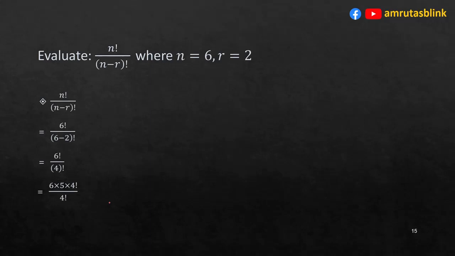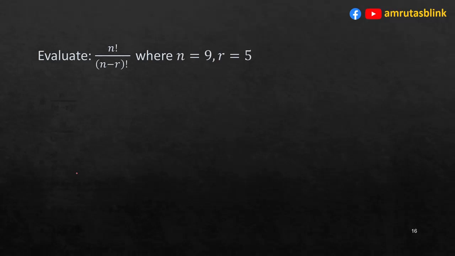So 6 factorial we will rewrite as 6 into 5 into 4 factorial upon 4 factorial. Now this 4 factorial will cancel each other and we'll just have 6 into 5, that is 30. So the value of given expression n factorial upon n minus r factorial at n is equal to 6 and r is equal to 2 is 30.